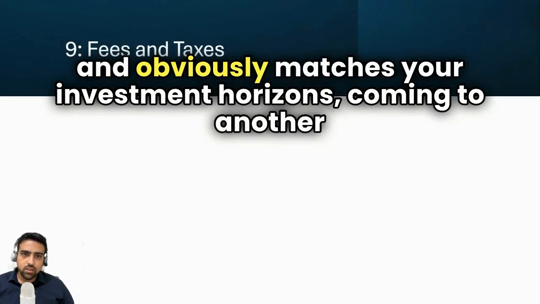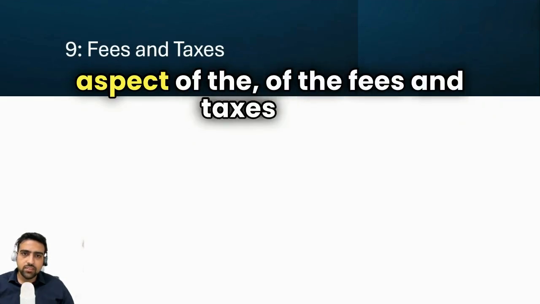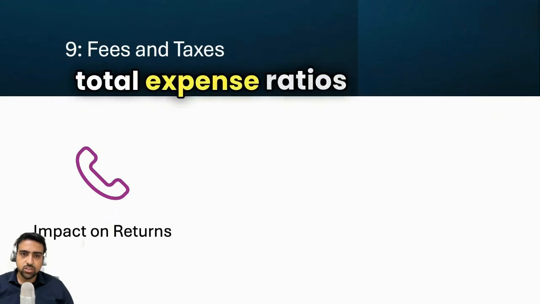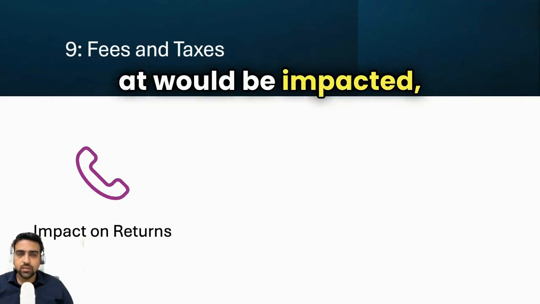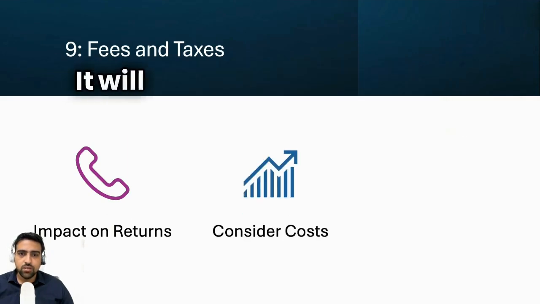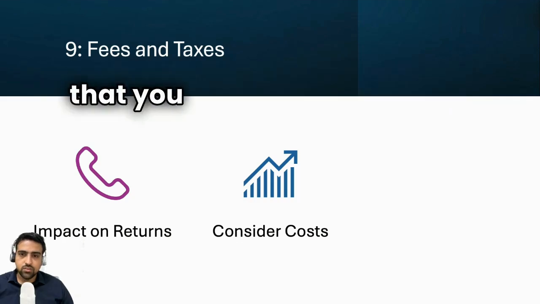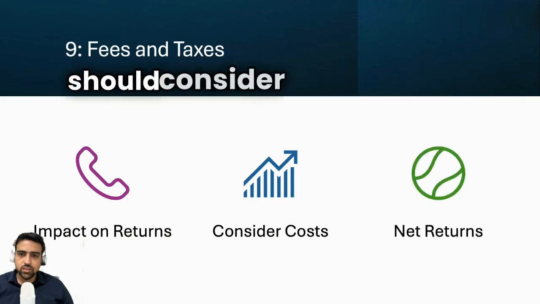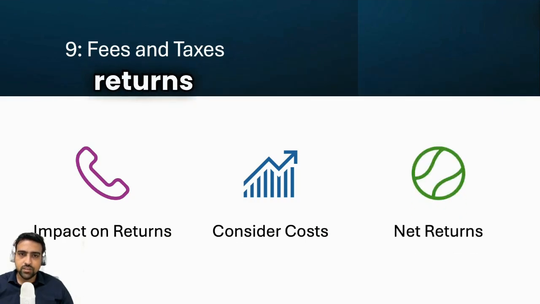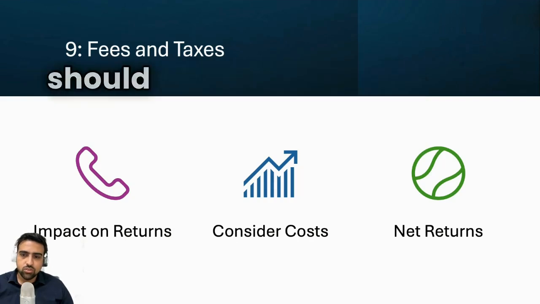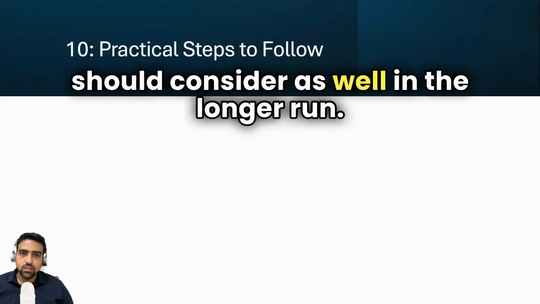Coming to another aspect, the fees and taxes that you should be aware of. All of these fees, or the total expense ratios that you should be looking at, would be impacting your returns. They also impact your overall cost that you are putting into this. All of these factors are something we should consider and would be affecting our net returns. From a taxes perspective also, on long-term capital gains there would be a 10% tax. That is something you should consider as well in the longer run.